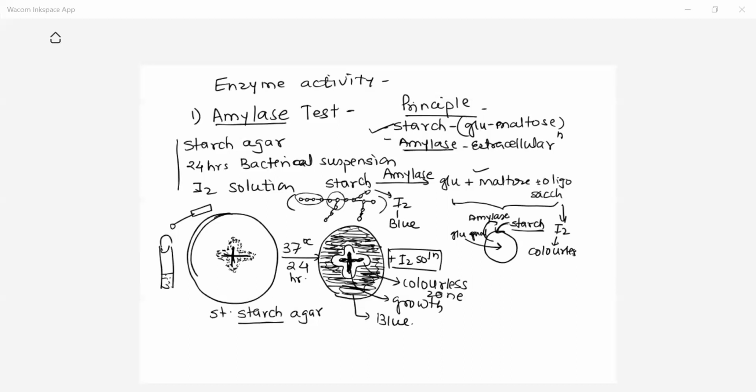Now this property of production of amylase enzyme especially indicates organisms like Bacillus subtilis, which is positive for amylase production. Lactobacillus is also positive for amylase production. Then organisms like Pseudomonas, Clostridium, and some fungi are also positive for the amylase test. So this test is positive for such organisms, and you can identify these organisms by performing this amylase test. So this is about the amylase test. In the next video, we'll see the catalase test.